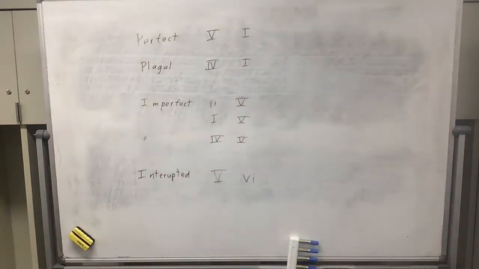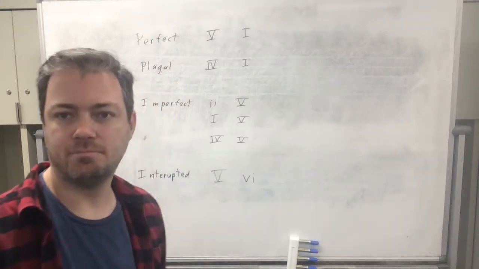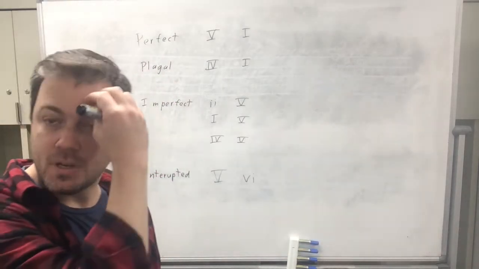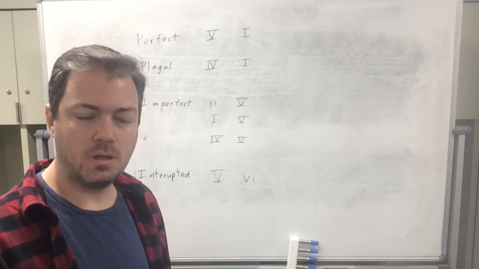I might just play you the interrupted cadence, sorry. So here's your tonic. So this is an interrupted cadence, chord 5 to 6. Okay, so that's your interrupted cadence.